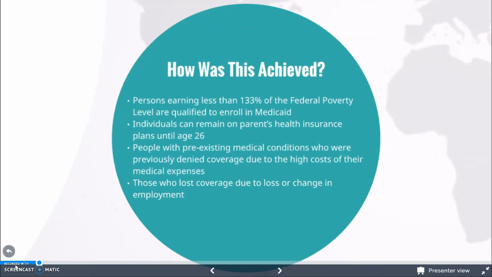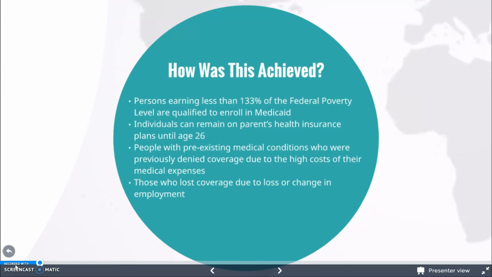people were uninsured. So this was achieved by a person earning less than the federal poverty levels, individuals being able to remain under their parents' health insurance until the age of 26, people who have pre-existing medical conditions who couldn't afford it beforehand, and those who lost their coverage due to loss or change in employment.